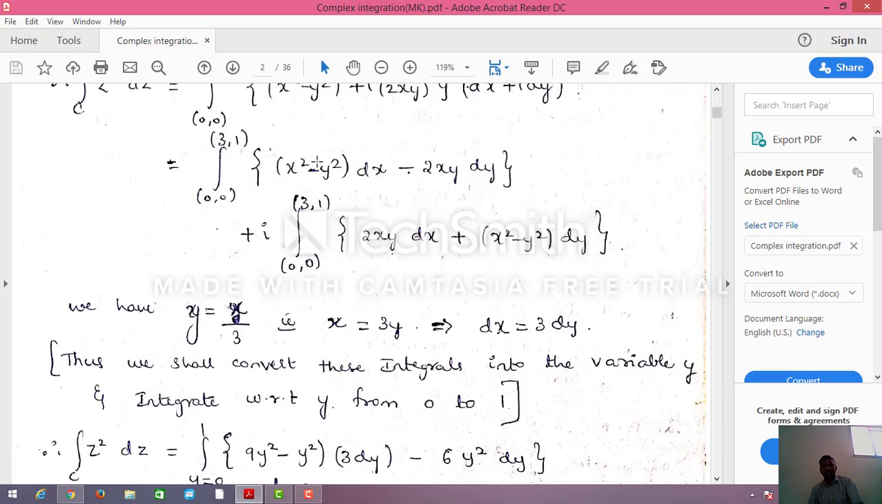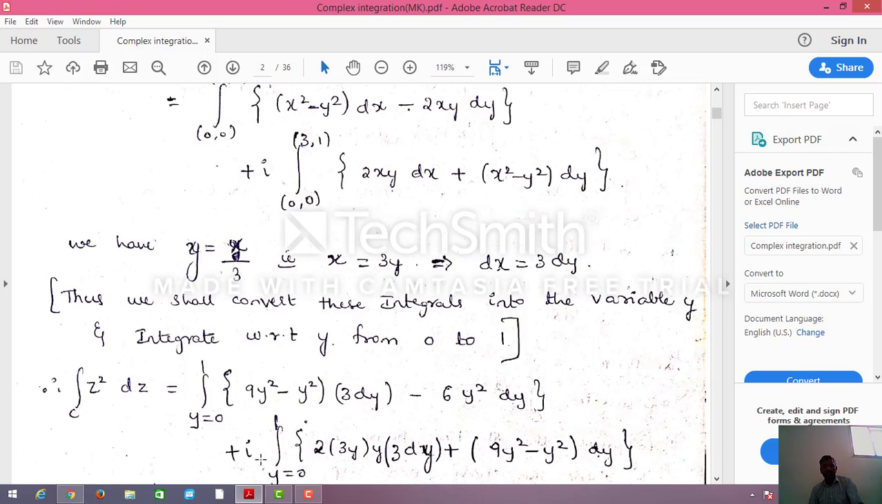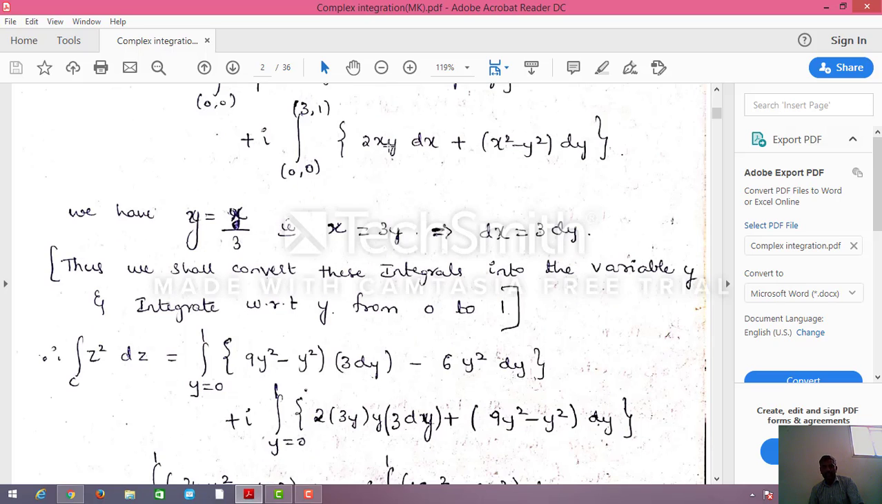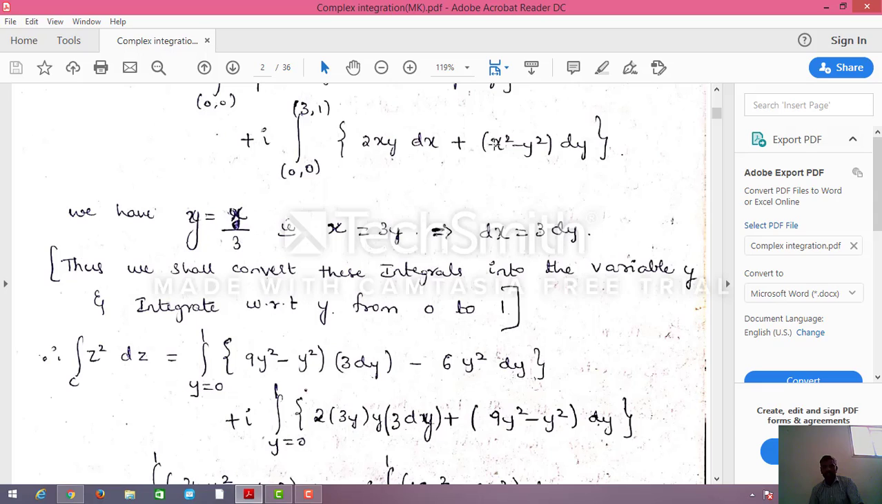So now x is nothing but 3y, that is 9y square minus y square, and dx is nothing but 3 dy, minus 2 into x, which is nothing but 3y into y, that is 6y square into dy, plus i into the integral from y equal to 0 to 1. Here, 2 into x is nothing but 3y into y, and in the dx place, dx is nothing but 3 dy. I just substituted in this equation. Plus here x is nothing but 3y, so 9y square minus y square into dy. The dy term I am keeping as it is.